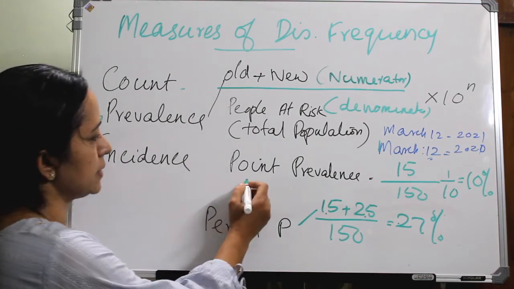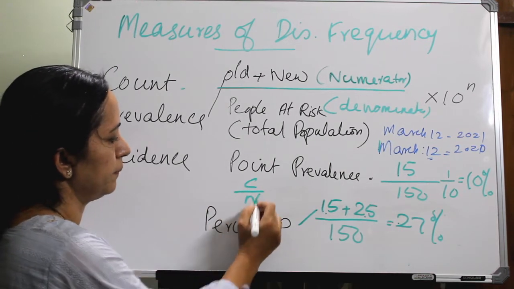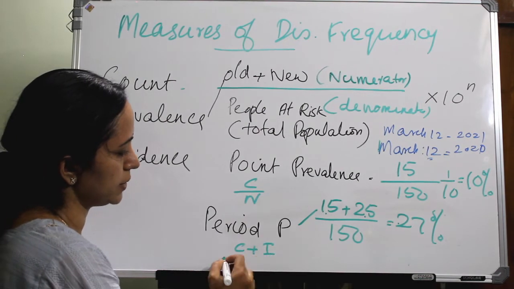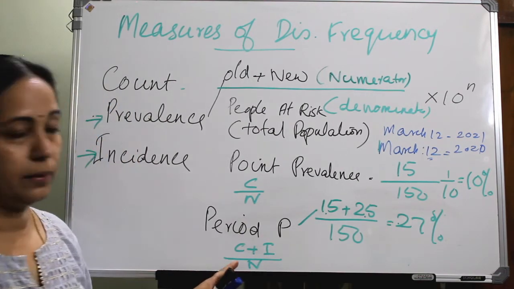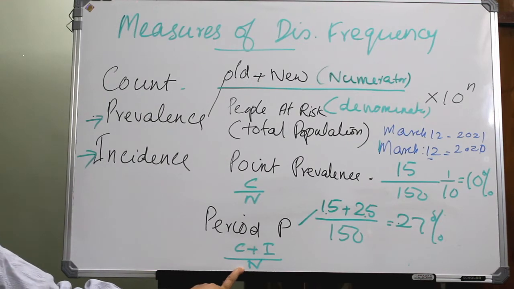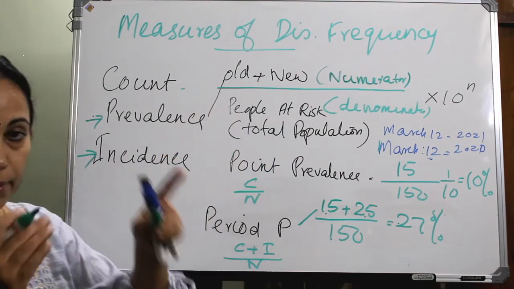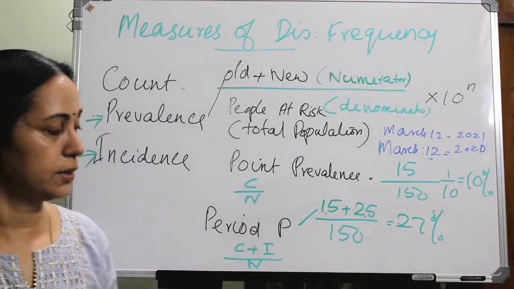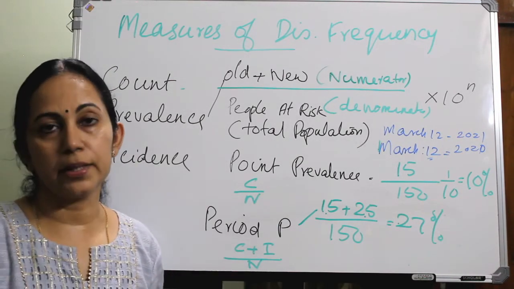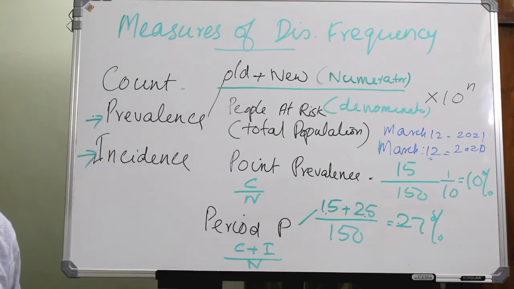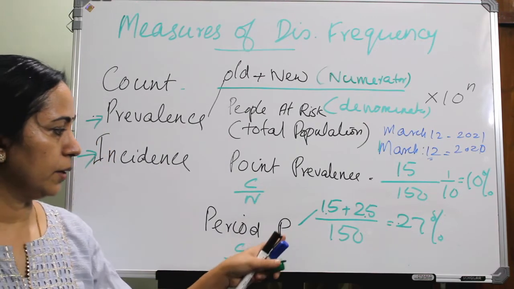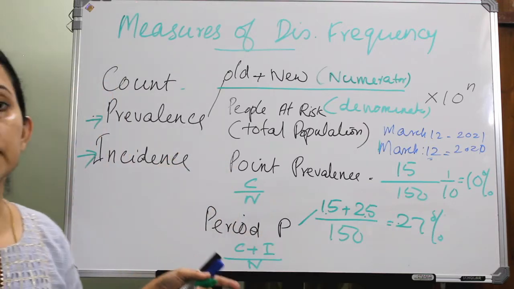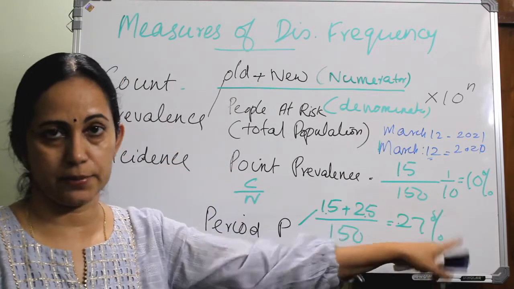So point prevalence is the cases at that point in time divided by the total population, and period prevalence is both old cases and also new cases divided by the total population. Point prevalence is only how many cases at that point, the whole divided by the total population, and period prevalence is the beginning cases and the new cases over that period divided by the total population. Both are expressed as a percentage.